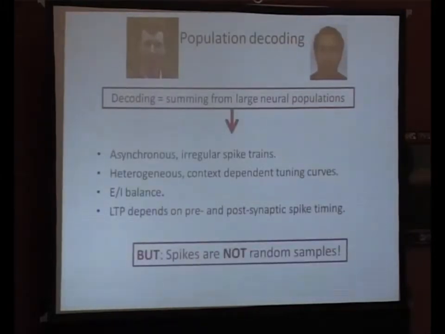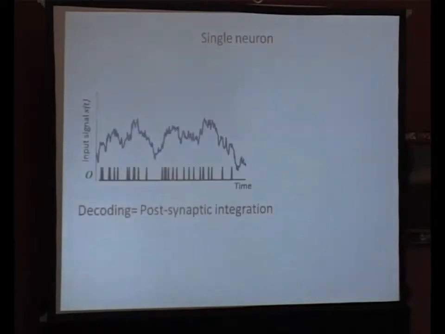Right. And what we will show in the rest of the talk is that this implies all these observations: asynchronous irregular spike trains, heterogeneous context-dependent tuning curves, as Christian showed previously, EI balance, but also that LTP depends on the timing of pre- and postsynaptic spikes. And very importantly, that spikes are actually not random samples at all. We'll see, in fact, that even if spikes do look random when you look at single neurons, at the level of the population the representation is extremely precise. And the spikes are actually more or less exactly at the right time to represent this information, even if you have a lot of noise in the system.